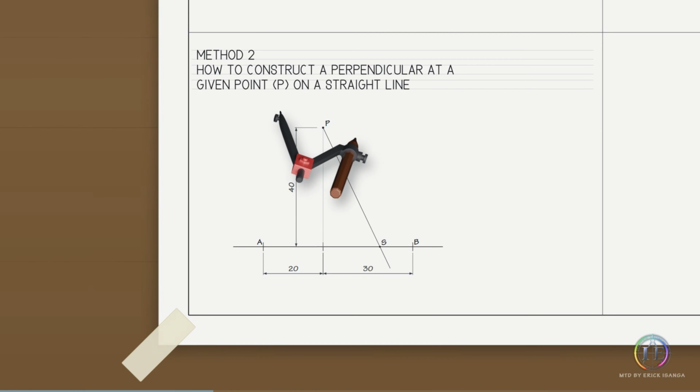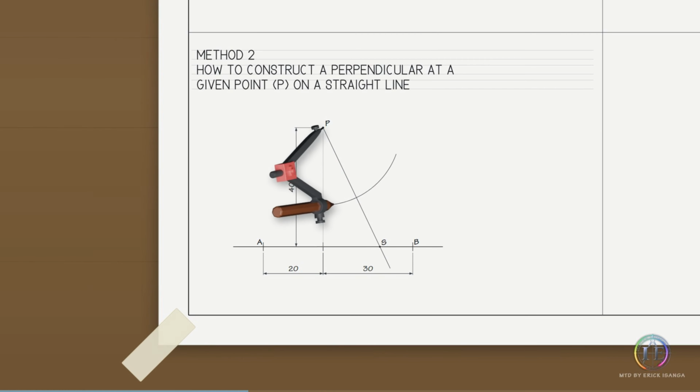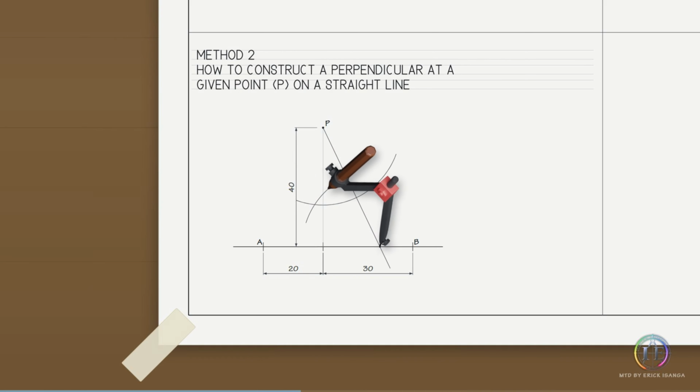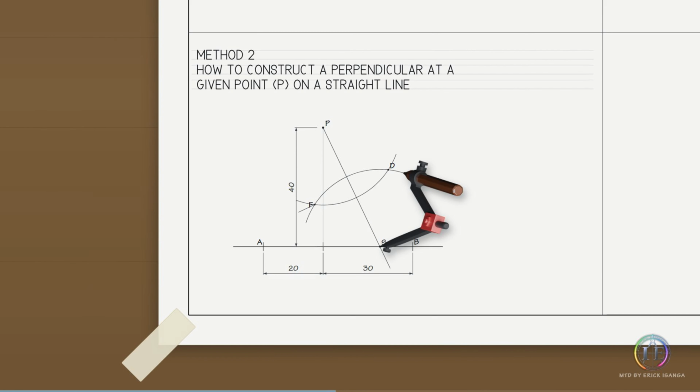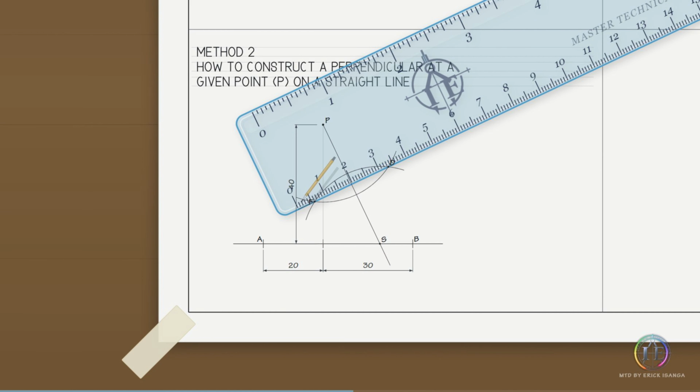With P as the center and a radius greater than half of PS, draw arcs on both sides of the line PS. With the same radius and S as the center, draw arcs to cut the previous arcs at D and F. Join D and F. This line bisects PS at the point O.